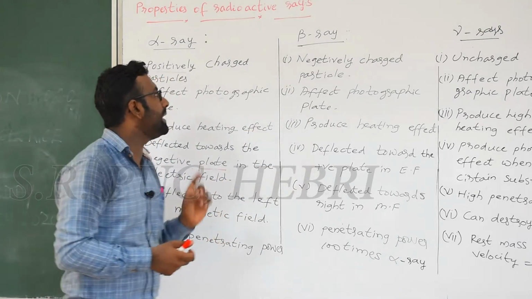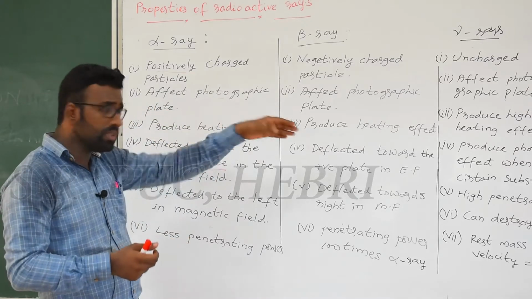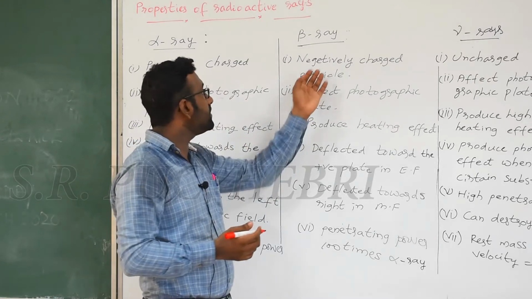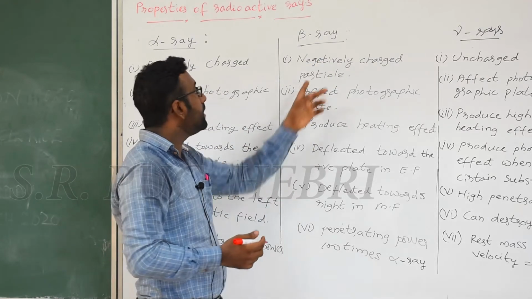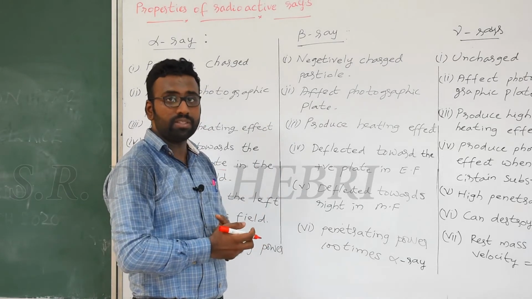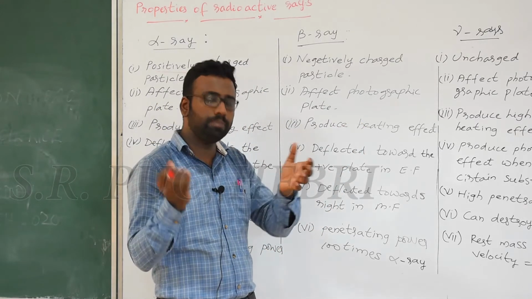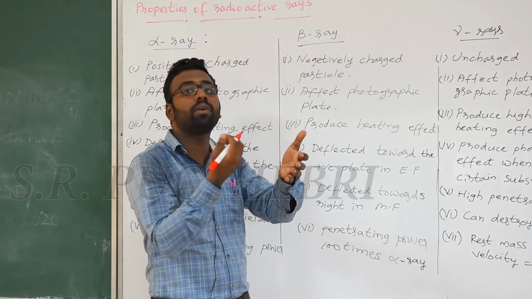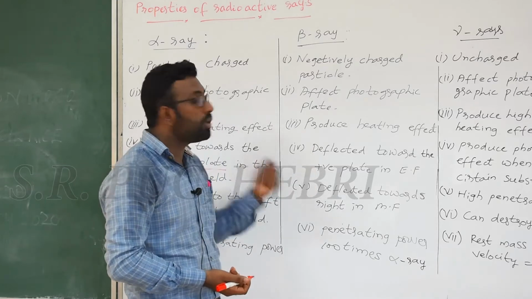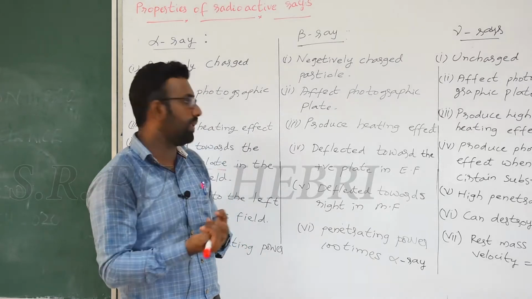Then the next one is about beta rays. Comparing exactly with the previous one, we are going to see the properties. Here it was positively charged, but in the next one, beta rays are negatively charged particles. They affect the photographic plate. Obviously, an energetic particle incident on the photographic plate will affect it. Then they produce a heating effect. Obviously, the same explanation applies, they produce a heating effect.